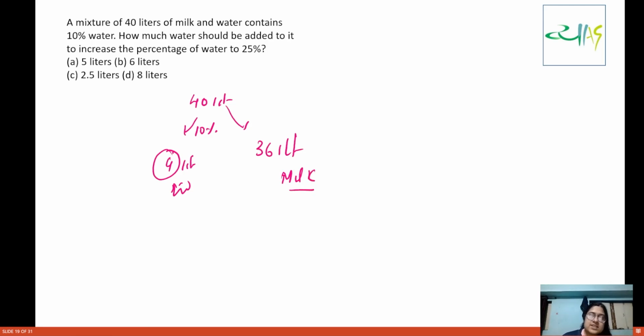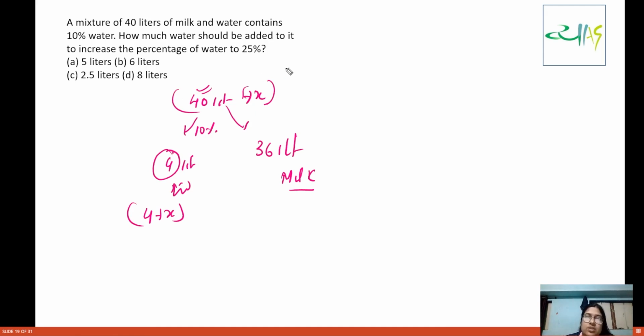Now whatever the question is saying, just do that. What it is saying, add more water. Okay, we added more water, so we'll add more water here as well. Because if we are adding water, then the quantity of this mixture is also increasing. So put 40 plus x here as well. Okay, now it is saying that how much water should be added to increase the percentage of water to 25%. So what it is basically saying is that now the new percentage of water comes to be 25%.